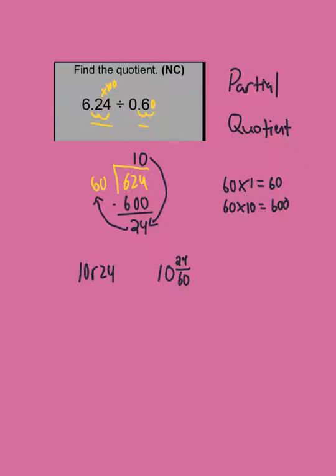Now, I'm okay if you leave these in, if they're not in simplest form, but if you want to reduce it, you might recognize that 24 and 60 both divide by 12. 24 divided by 12 is 2, and 60 divided by 12 is 5. So that would be the reduced form. So you can have either 10 and 24 60ths, or 10 and 2/5.